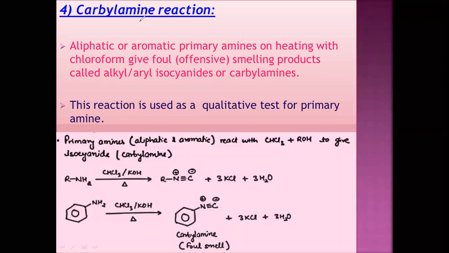Aliphatic or aromatic primary amines, on heating with chloroform, carbylamine test, that means here our reagent is chloroform. Whenever a foul and offensive smelling product is formed, which we call isocyanide or carbylamine, on the basis of that smell we can say that in this compound primary amine is present. That is the identification test.